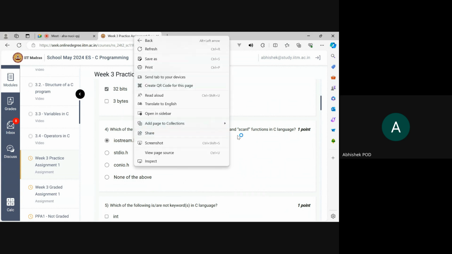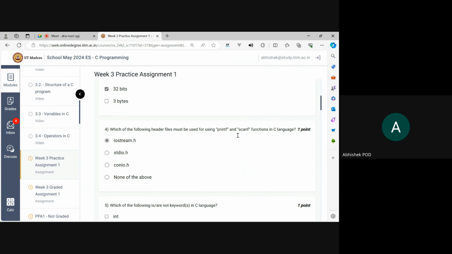So if you would be printing something in a C++ program, or probably accepting some input from the user in C++ programs, you would be requiring these two libraries, IOStream and Conio. Right? Specifically IOStream, because that is what is known as input-output stream.